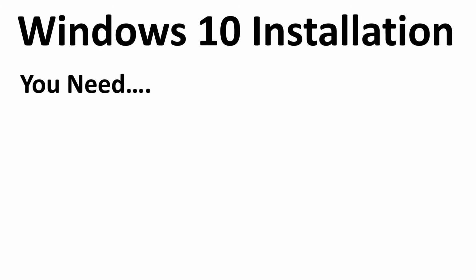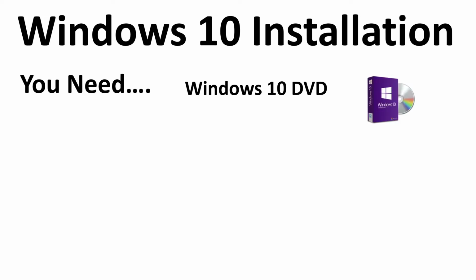To install Windows 10, you need a Windows 10 DVD. If you already have one, then simply pop it in and start installing Windows. But what if you don't have one? Don't worry, you can still install Windows.